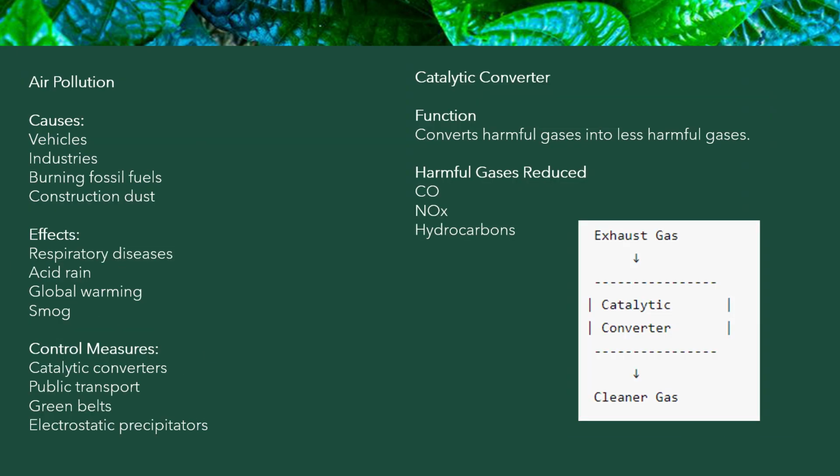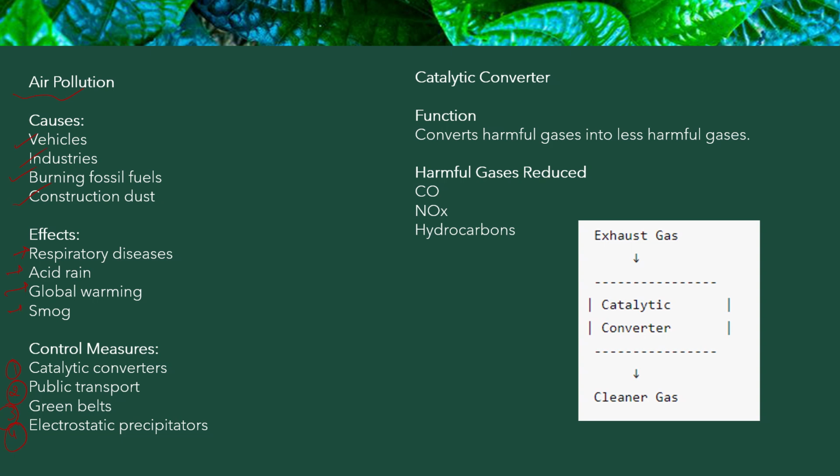Next, now we see air pollution. Air pollution is caused by vehicles, industries, burning fossil fuels, and construction dust, like we may have seen. Its effects are respiratory diseases, acid rain, global warming, and smog. How you can control air pollution? By catalytic converters, public transport, green belts, and electrostatic precipitators.